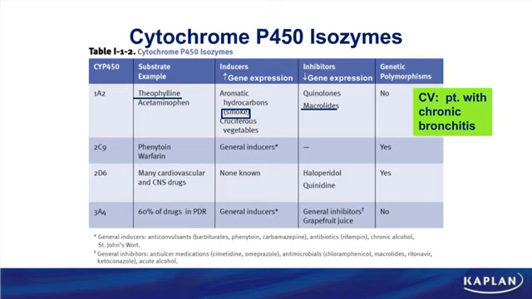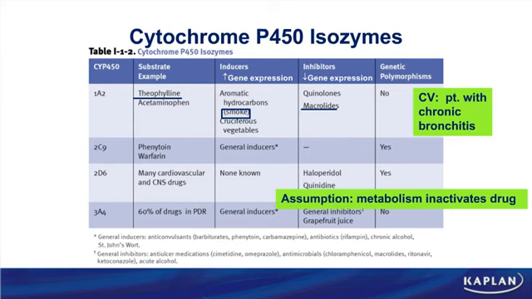Now we're making one big assumption here. And our assumption is that metabolism inactivates the drug. If metabolism is converting theophylline from its active form to its inactive form, then a P450 inducer is going to lower its plasma levels, and a P450 inhibitor is going to raise its plasma levels. And that's the assumption that you should follow. When we come across some drugs that are prodrugs, keep in mind the opposite is going to be true.